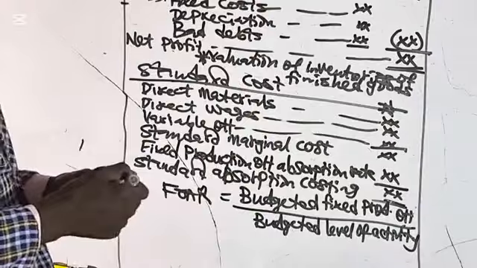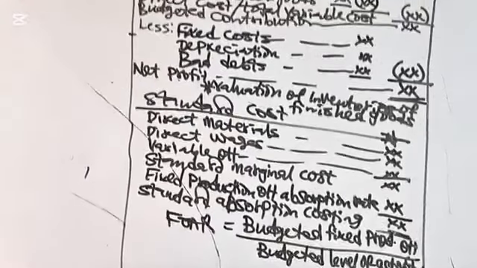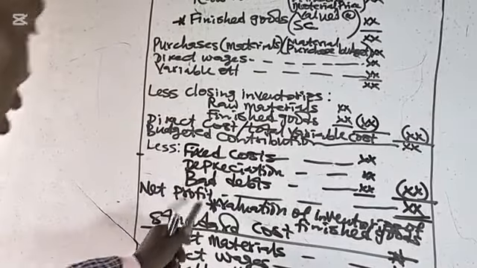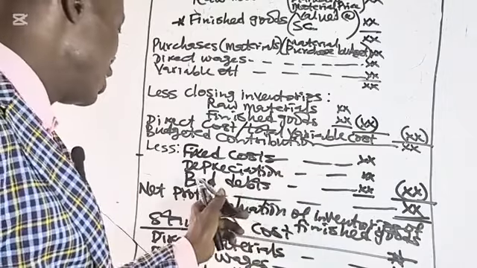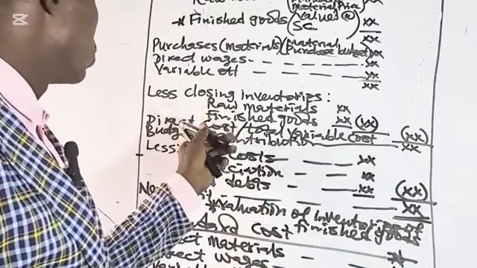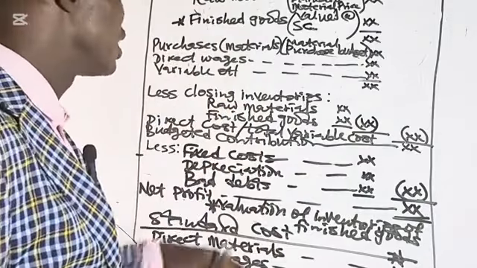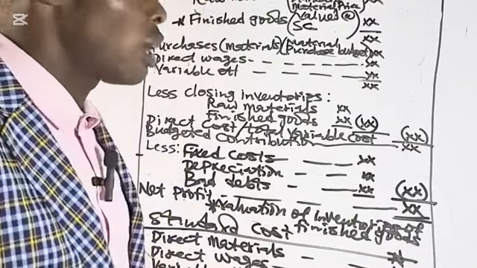So you may have administrative expenses, you may have selling expenses. So you should remember to chart them and deduct those ones that are fixed here. Those ones that are variable, you will deduct them too. So this is the format for preparing the budgeted profit or loss.